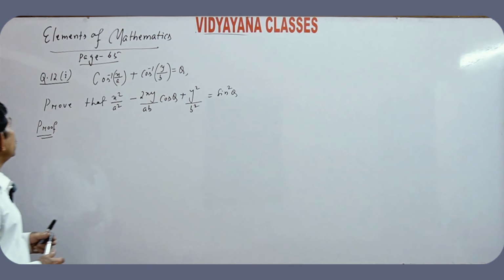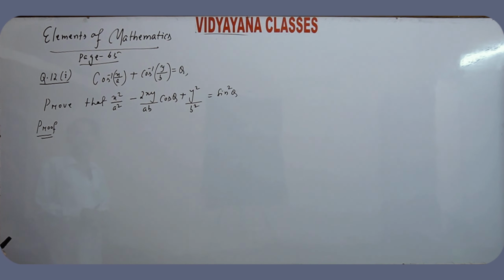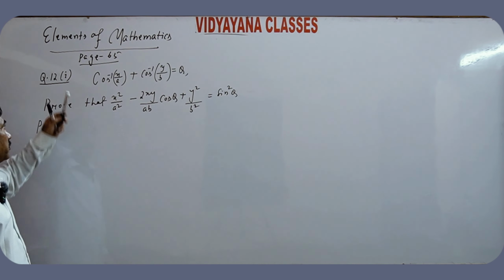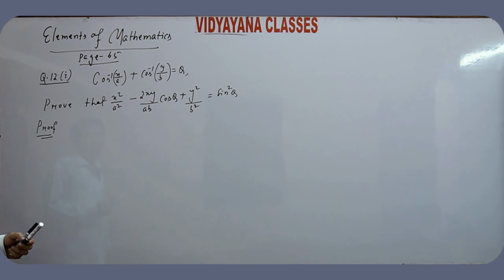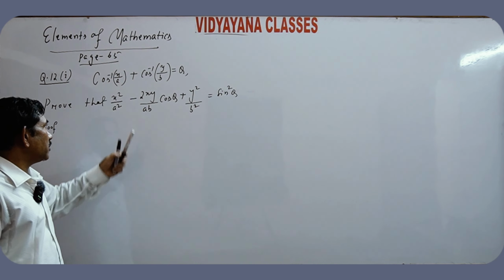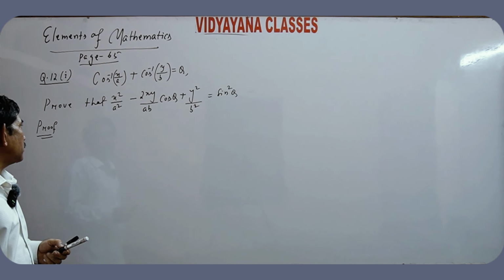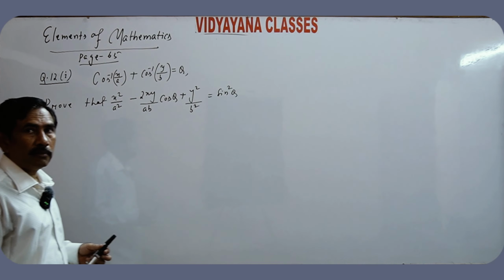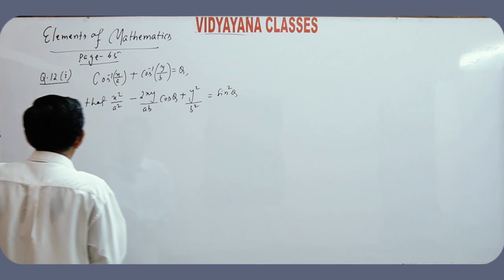Next, Elements of Mathematics, page number 65, question number 12, first bit. Cos inverse x by a plus cos inverse y by b is equal to theta. Prove that (x square by a square minus 2xy cos theta) divided by ab plus y square by b square is equal to sin square theta.